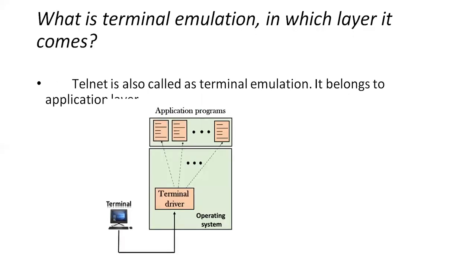What is terminal emulation? In which layer does it come? Telnet is also called terminal emulation. It belongs to the application layer. Terminal emulation is used to give the users the ability to log on and get direct access to legacy programs in a mainframe operating system. The emulation program runs like any other workstation application as a separate program task.